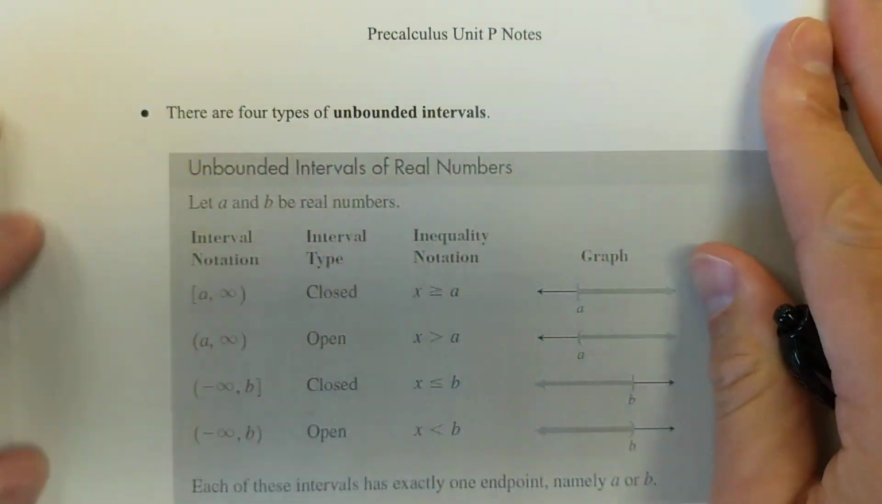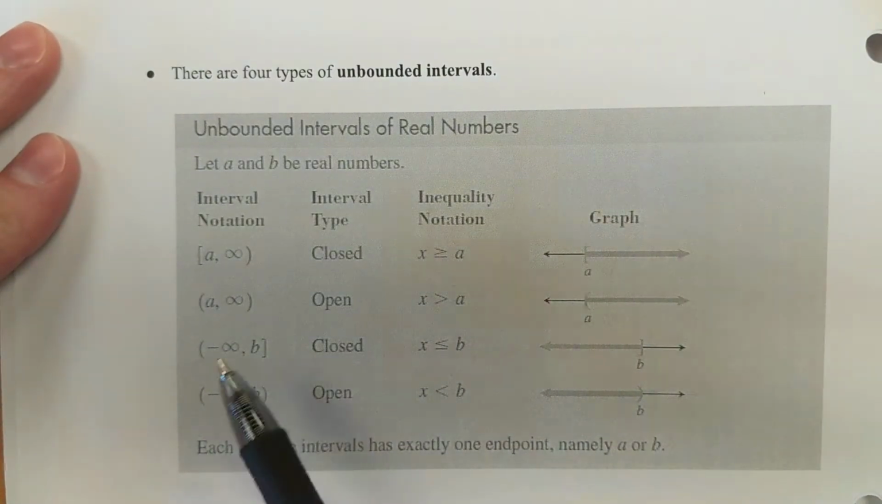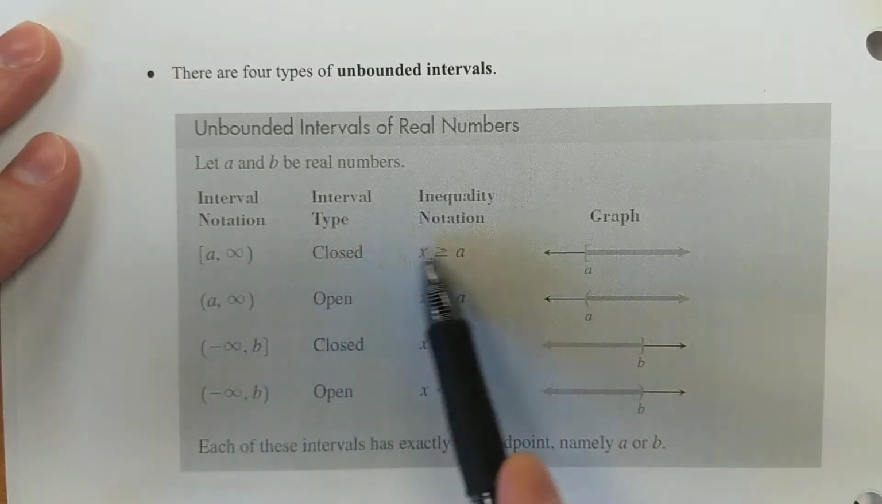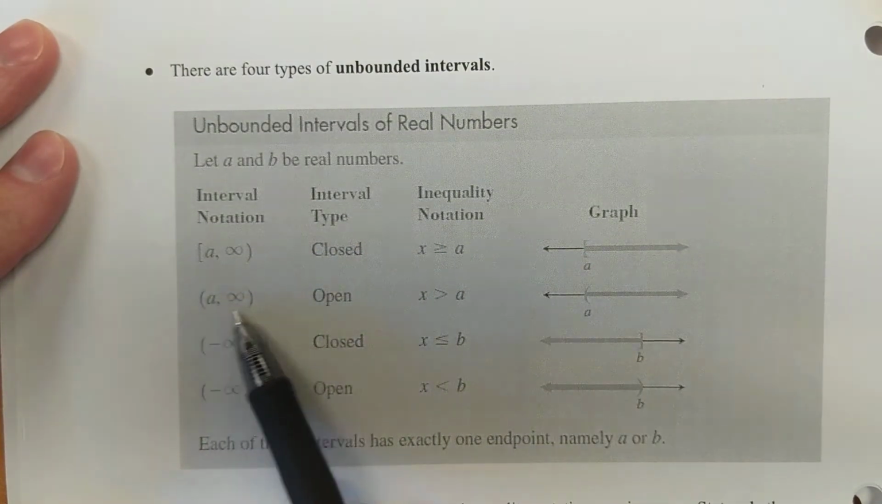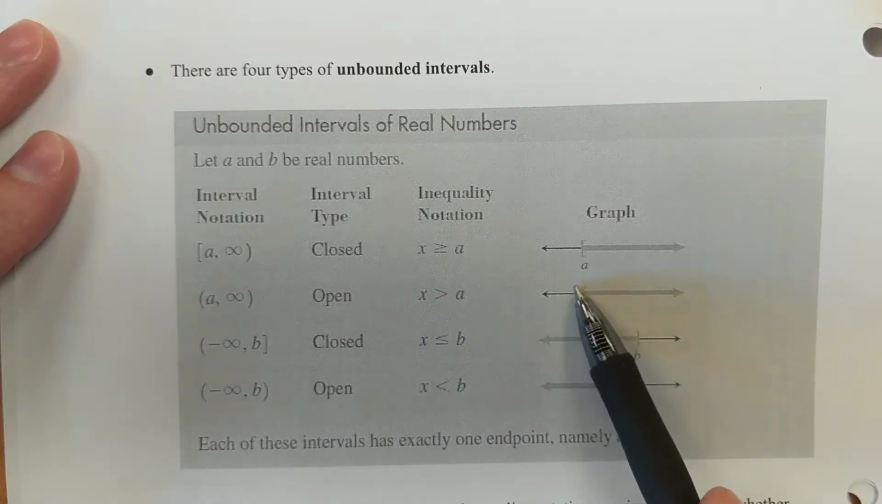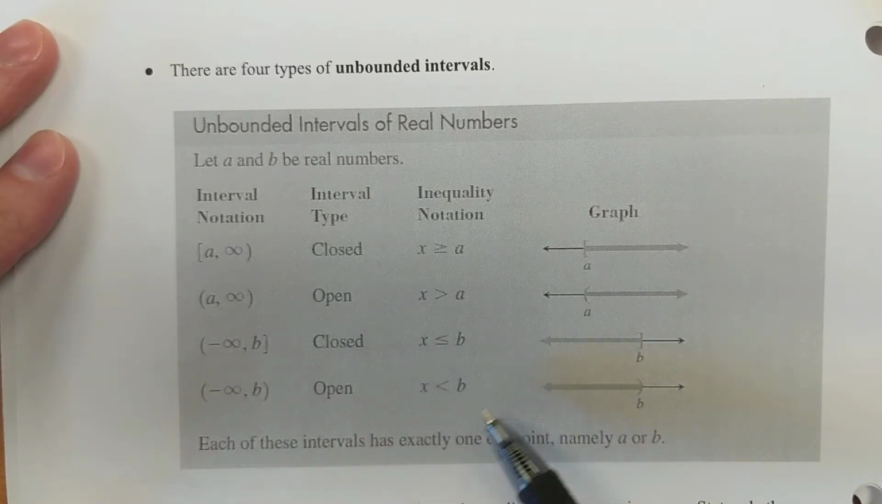All right. So these are your types of unbounded intervals, meaning that they do not have two endpoints. So you have from a to infinity, so that's x is greater than or equal to a, so the graph runs all the way to the right. You have this one, which is open, because it has an open circle here going all the way to the right, and then you have the less than versions going that way.